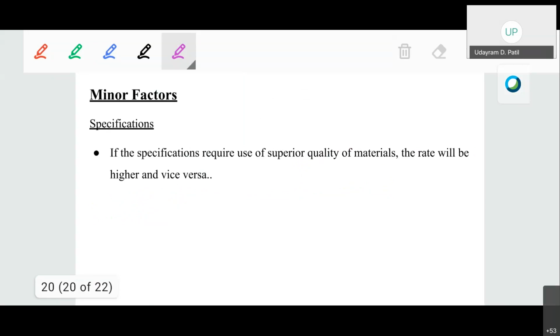Next is the specification. As I said, if the specification shows that we will require a special superior material, the rate will be higher, and if the specification says that we have to use a third class brick, then the rates will be lower.